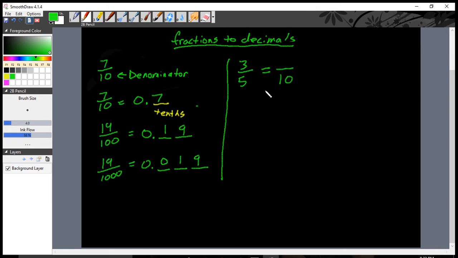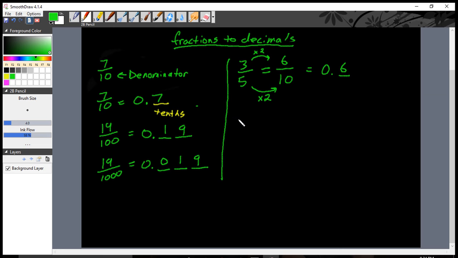If we want to turn 5 into 10, we're going to multiply by 2. 5 times 2 is 10. If we multiply the numerator, the top number, by the same number as we did the denominator, then these two fractions will be equal to each other. So 3 times 2 is 6. So 3/5, 3 over 5, is the same thing as 6/10, 6 over 10. And now we can write 6 over 10 as a decimal. 0. That's our tenths place, so 0.6.